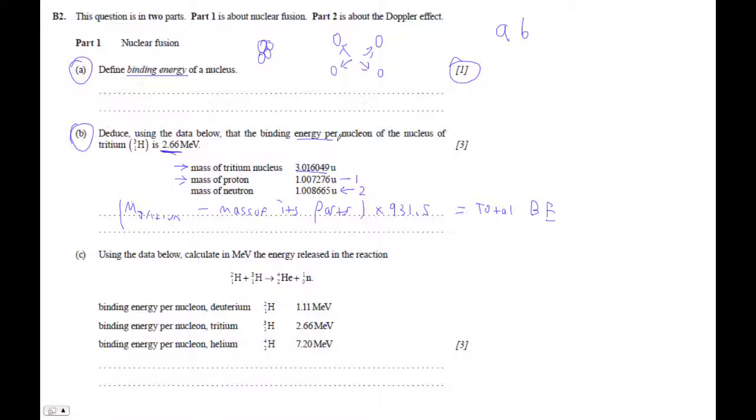So I think I actually got this wrong because I just left it as binding energy, but they want per nucleon. How many nucleons does it have? It's got 3. So once you get the total binding energy, divide by 3, and that should be 2.66 MeV.